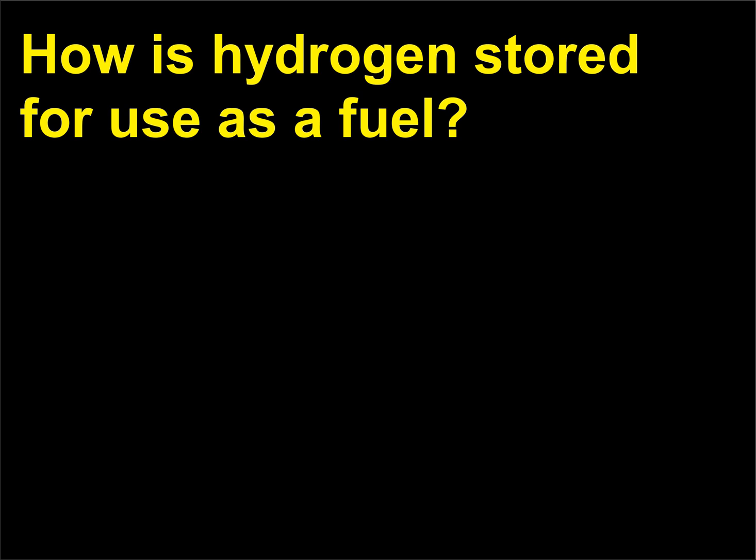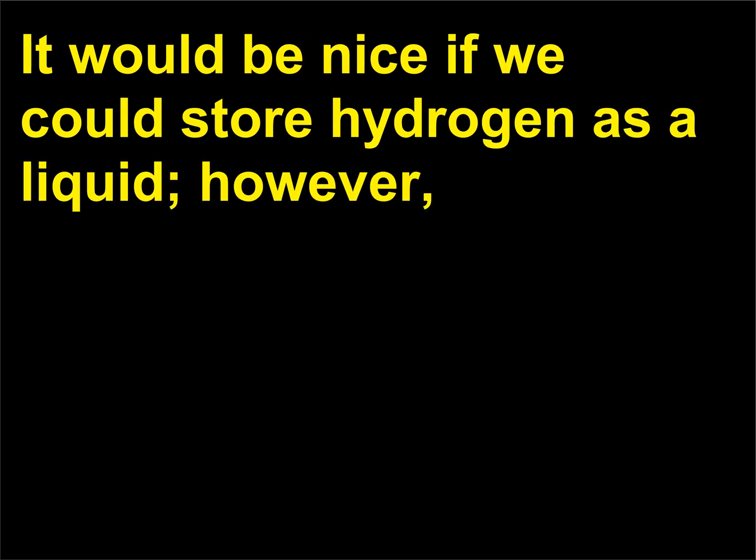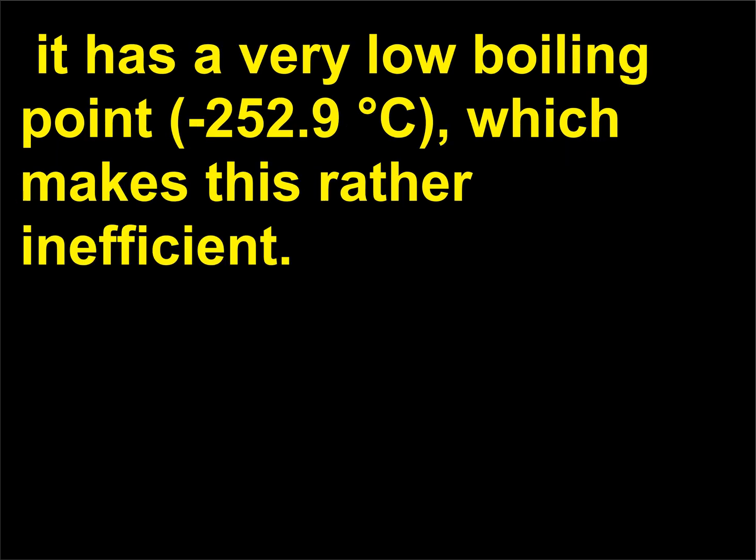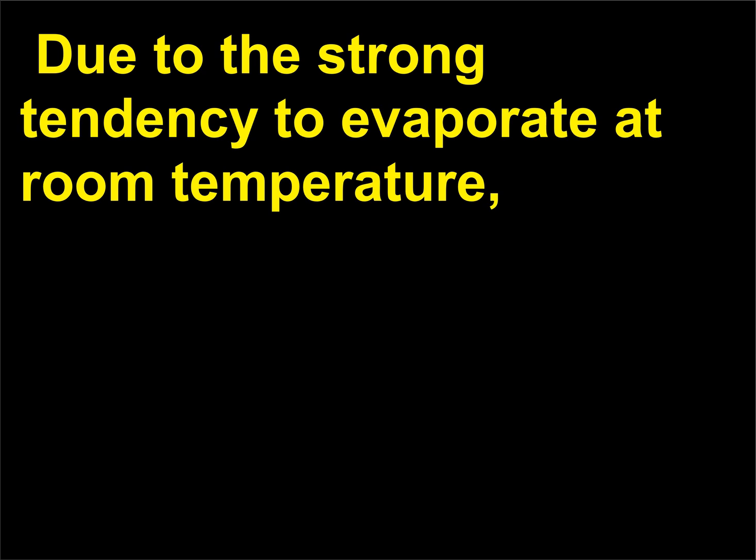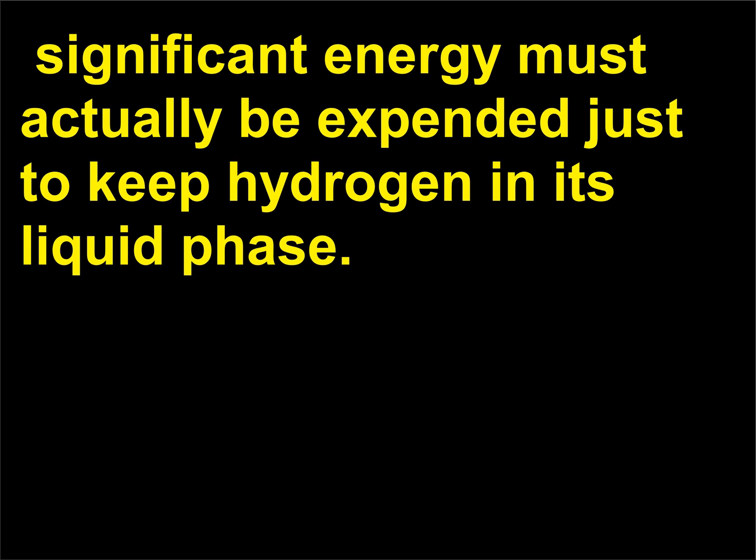How is hydrogen stored for use as a fuel? It would be nice if we could store hydrogen as a liquid, however. It has a very low boiling point, minus 252.9 degrees Celsius, which makes this rather inefficient. Due to the strong tendency to evaporate at room temperature, significant energy must actually be expended just to keep hydrogen in its liquid phase.